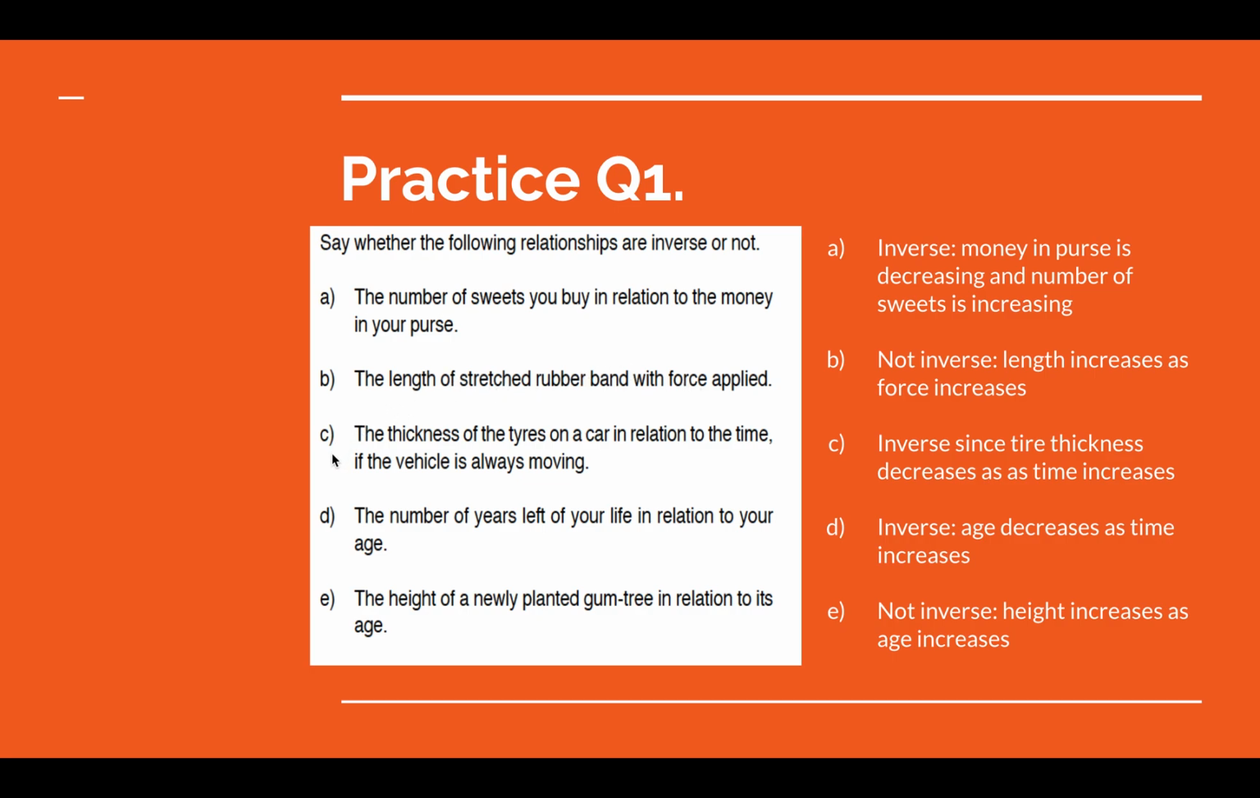Let's go to C. The thickness of tires on a car in relation to the time, if the vehicle is always moving. We know that as the vehicle is moving, the car tires decrease in thickness, so they are wearing out. Because the thickness is decreasing as there's more time on the car being driven, this is an inverse relationship: less thickness, more time. Let's go to D. The number of years left in your life in relationship to your age. As your age increases, the number of years left for you is decreasing. So this is an inverse relationship.